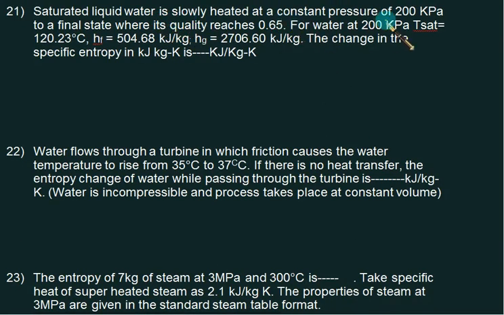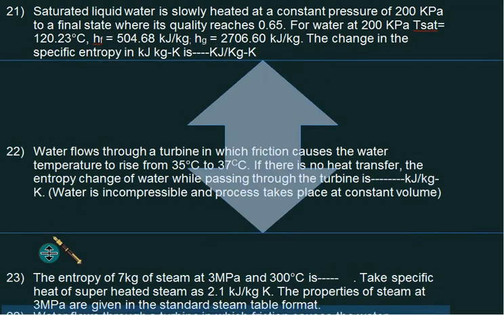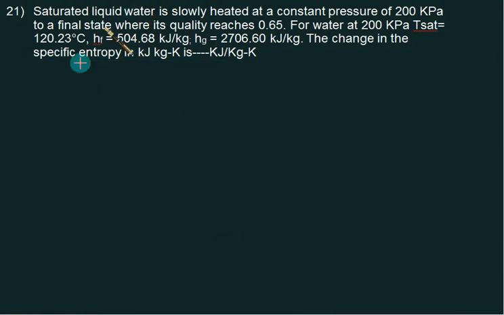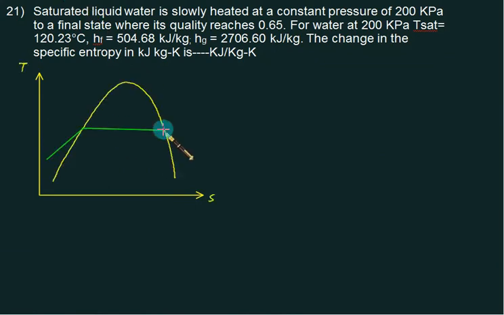Saturated water is slowly heated at constant pressure of 200 kilopascal to a final state where its quality reaches 0.65, and data is given to you at 200 kilopascal. We have to calculate the change in entropy. So let's say we have a TS diagram here, and we have a constant pressure of 200 kilopascal, and it is given that the steam attains a quality of 0.65. So that point will be inside the dome, and heating is taking place at constant pressure.